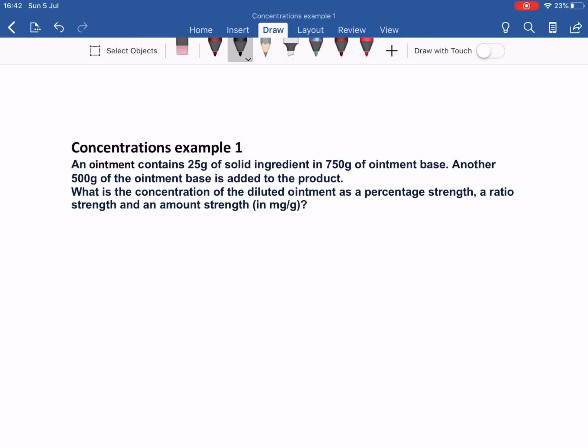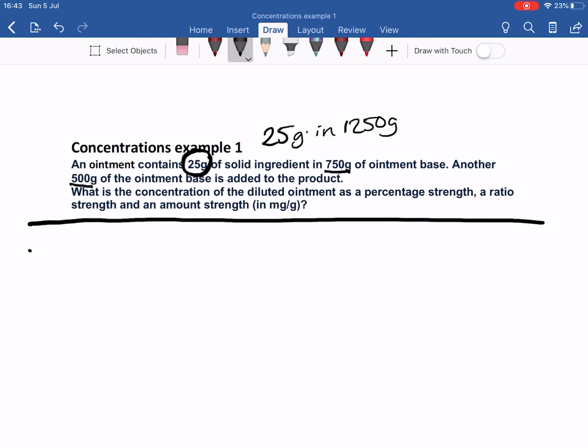I would start by analysing what the final product is. It's still going to contain 25 grams of solid ingredient because we're not adding more ingredient, we're only adding more base. This 25 grams is going to be contained within 750 grams plus 500 grams of base, so it's going to be 25 grams in 1250 grams.